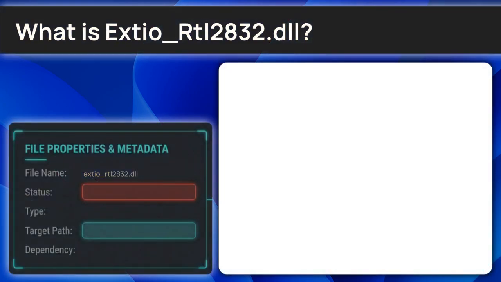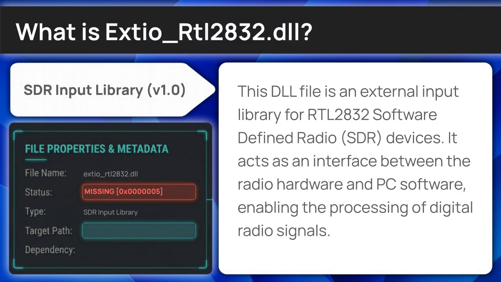This DLL file is an external input library for RTL2832 Software Defined Radio (SDR) devices. It acts as an interface between the radio hardware and PC software, enabling the processing of digital radio signals. With the why out of the way, let's focus on getting you running again.